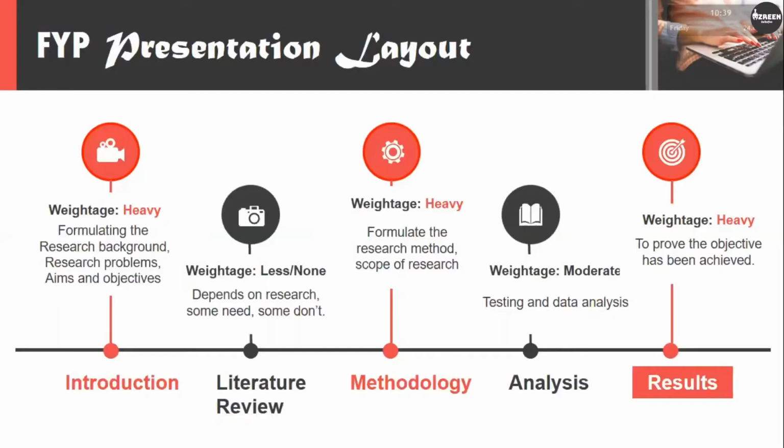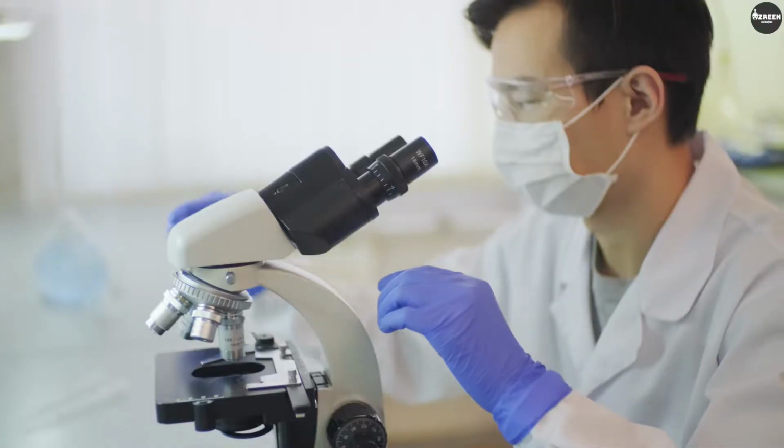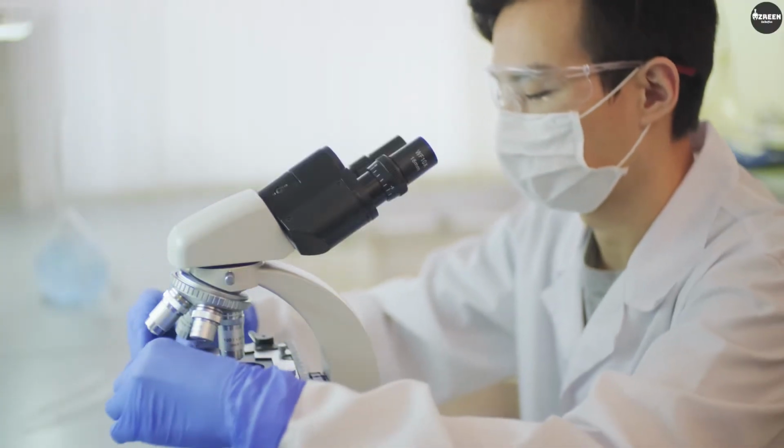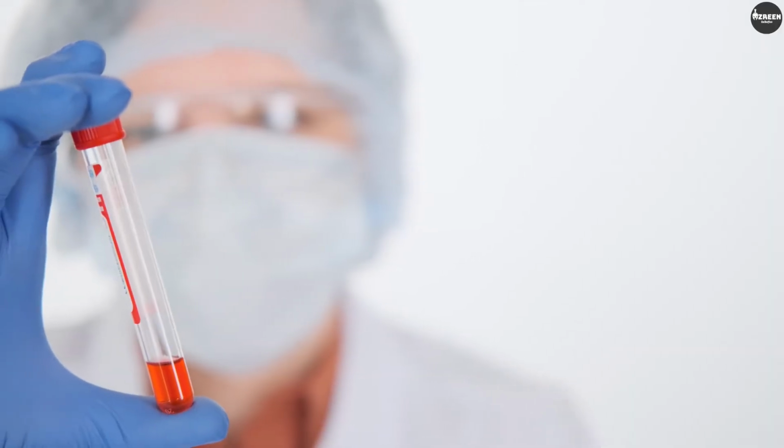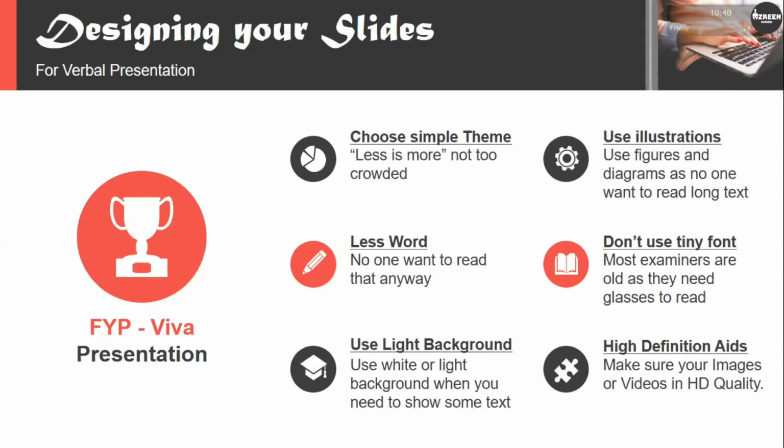Now, the weightage for the methodology is different. It could be the heaviest one, because we want to see how you conduct the research. We're going to see how you conduct your interviews or your questionnaires. How do you formulate the data and your research scope? And then during the analysis, how do you analyze all your data? And then the heaviest one is the results, because we're going to look at whether you're achieving your objective, whether you're achieving your aim.